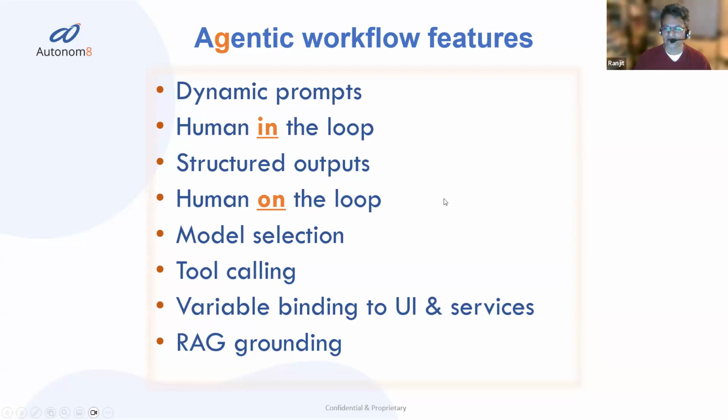Human on the loop is a more interesting variant of human in the loop, where you escalate to a human only under certain conditions, like performance is bad, or something is failing, or something of that nature. So it's where the human is sort of optional, you might say. Model selection, as you saw, you can get models from multiple different vendors.